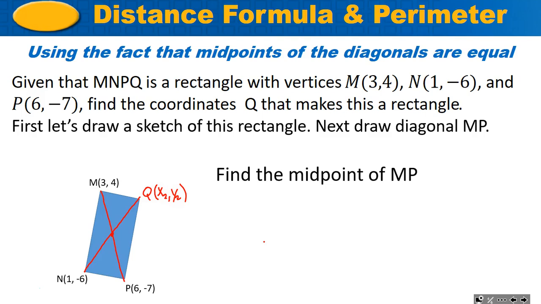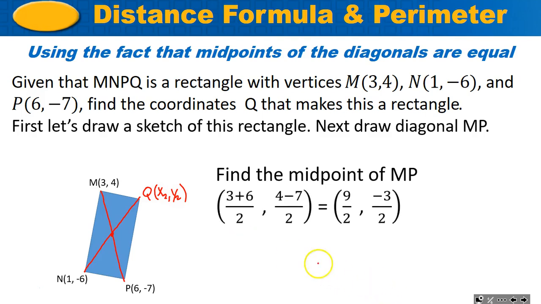Okay, so when we're trying to find our midpoint, we add the 2 points together. So we're going to add the 3 to the 6 and divide by 2, and we're going to add the 4 to the -7 and divide by 2. When we do that, we get 9 over 2, and we get -3 over 2. Now what we're going to do is simplify those. That's going to be 4.5 and -1.5.